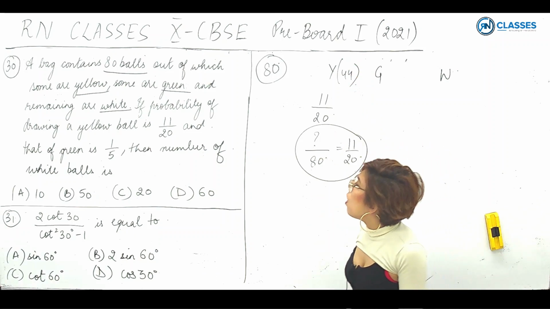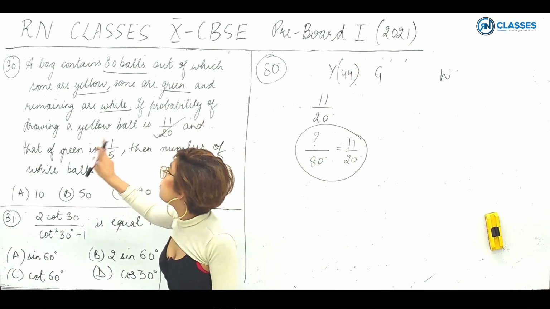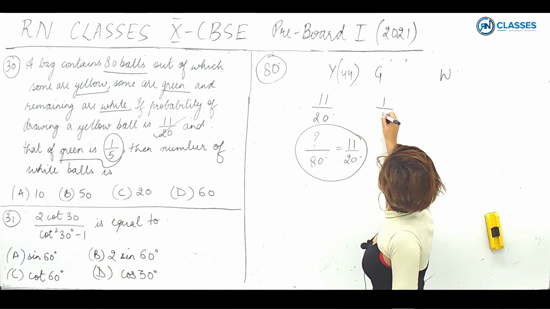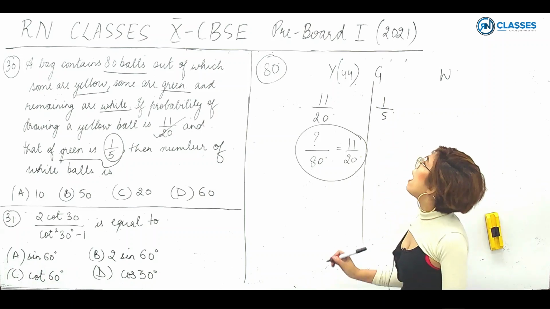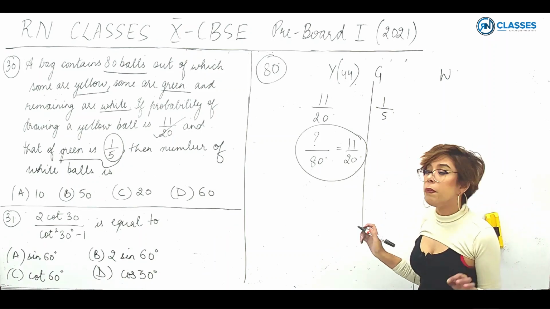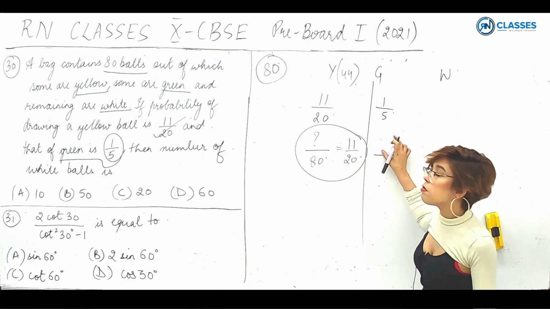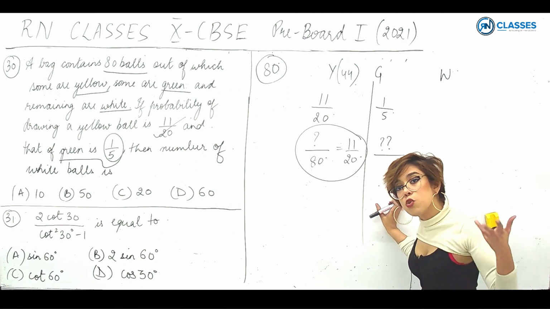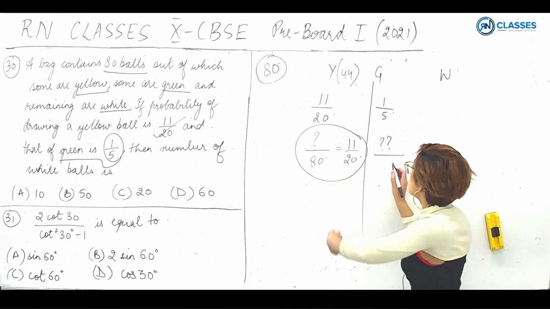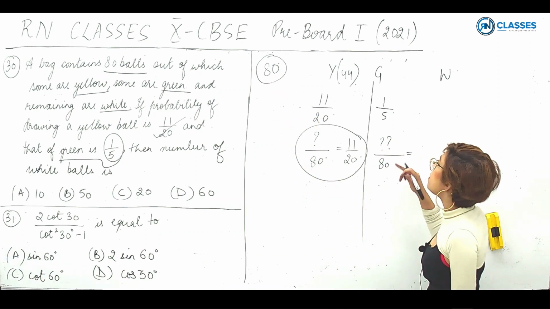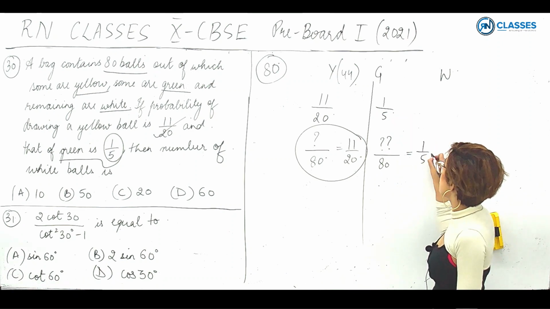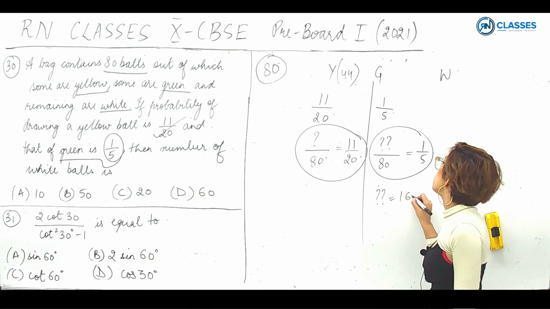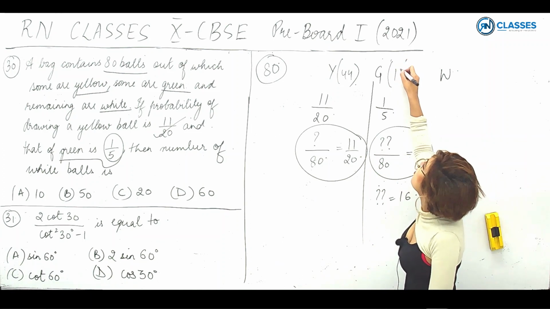Done. Now, I'll utilize this. He says the probability of drawing a green ball is 1 by 5. Again, 1 by 5. Okay. Now, I know the probability of drawing a green ball would be the total number of favorable balls, which I don't know. Suppose that is double question mark, divided by the total number of outcomes. I can choose any one of those 80 balls, so total outcomes is 80. And this probability is given to be 1 by 5. Solving this, I can find double question mark is nothing but 60. So the number of green balls is 60.